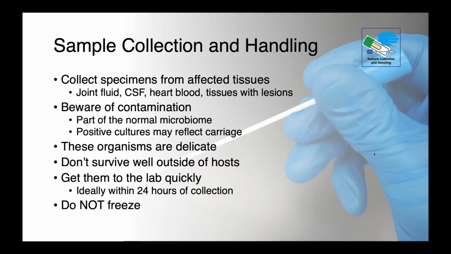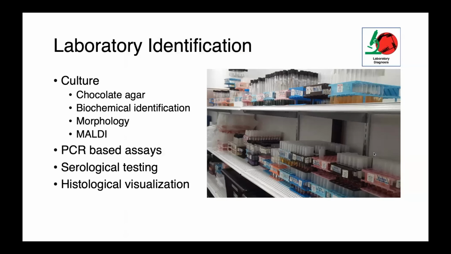This is another set of genera that you really want to be careful not to freeze. You're greatly going to reduce the recovery rate of the organism if they get frozen down to -20. Culture is certainly possible. We can use chocolate agar. These organisms are both readily identifiable biochemically, based on the cellular and colony morphology, and MALDI-TOF is also very useful. We have PCR-based assays, serological testing, and histological visualization to see the organisms associated with the lesions in situ. So not a group of organisms that we really struggle to isolate and identify.